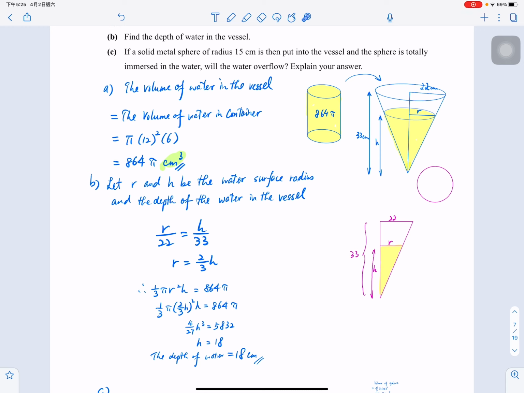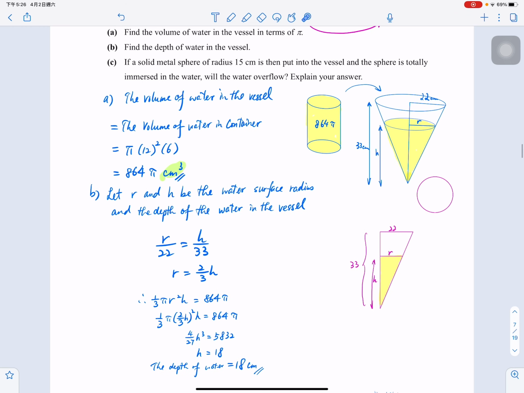So as a result, h is 18. So the depth of the water is 18 cm. Clear? Okay, good. Last question, C.